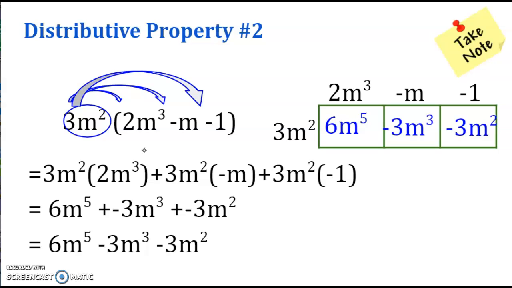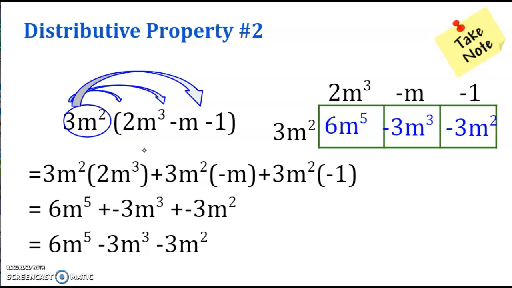And so then you get 3 times 2 is 6, and m squared times m cubed is m to the power of 5. Remember, it's not m to the power of 6. Even though you're multiplying, this is m times m, and then to that you're multiplying m times m times m, which is m multiplied 5 times, not 6 times.